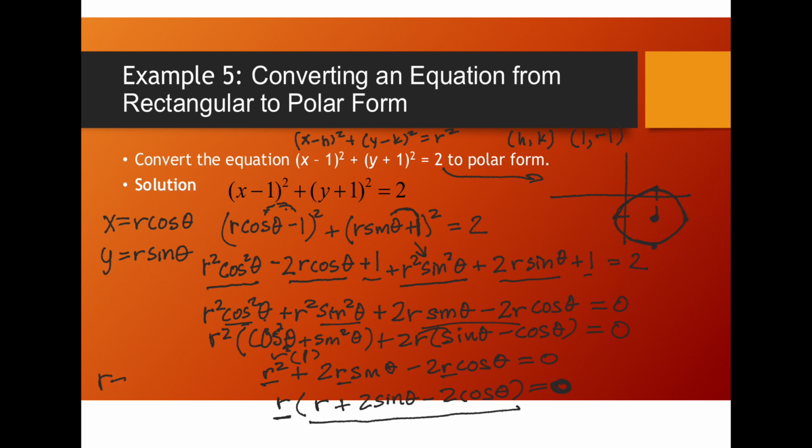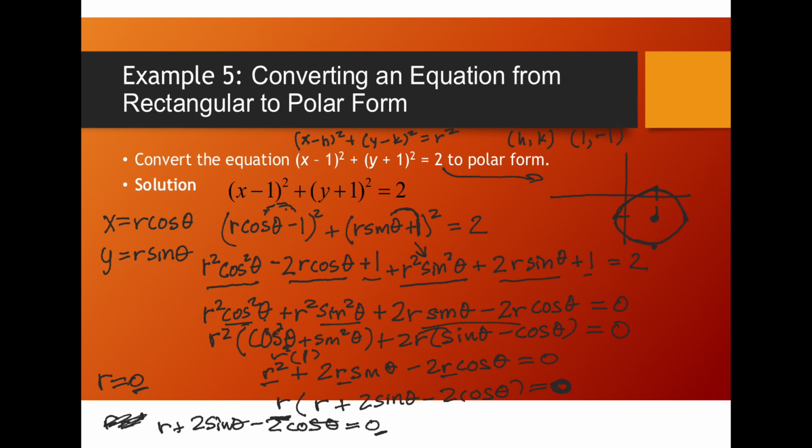So r equal to 0 is one of the solutions, and then, I'm sorry, not r equal to. This is equal to 0, and then the other one is equal to 0, so r plus 2 sine theta minus 2 cosine theta. Let's get rid of that underline there. That part of the parenthesis is equal to 0 as well. So we set them both equal to 0. And that is our solutions.